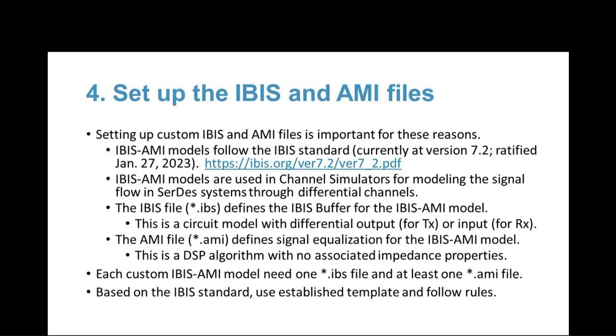The IBIS file defines the IBIS buffer for the IBIS-AMI model. This is a circuit model with differential output for the transmitter or input for the receiver. The AMI file defines the signal equalization for the IBIS-AMI model. This is a DSP algorithm with no associated impedance properties. For each custom IBIS-AMI model, one needs one IBIS file and at least one AMI file. Based on the IBIS standard, use the established templates and rules that I'll be providing.